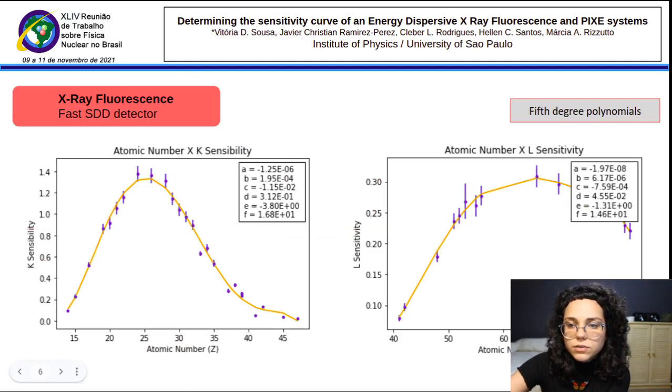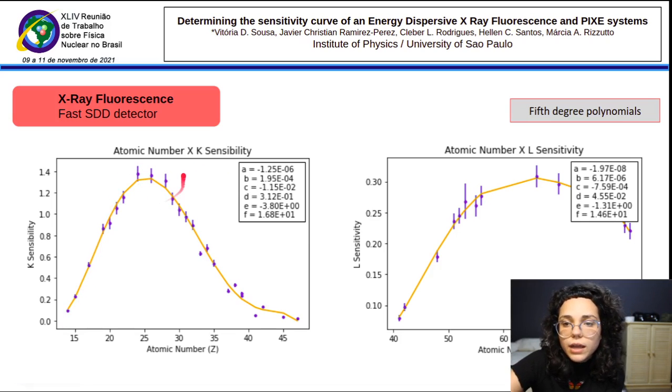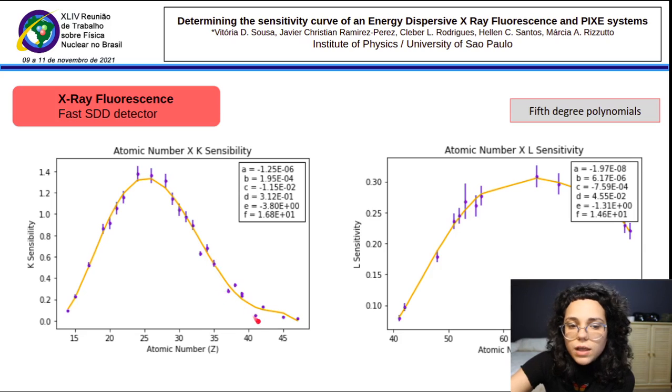These are the results I found for the fast SDD X-ray detector. I fit a fifth degree polynomial for both K and L line. And we can see here that in the beginning, the sensitivity is very small, and only here in the middle, it has nice values. Around atomic number 30, which is zinc, it starts to fall, and K sensibility is small again.